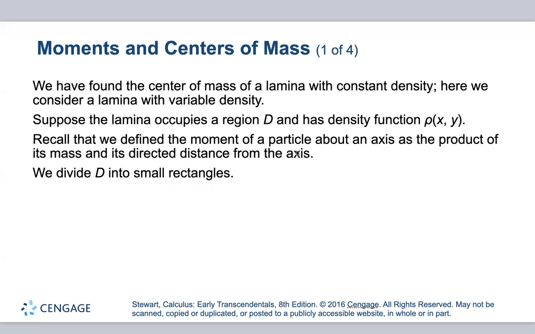Okay. So suppose we're again going to say we have our region D and this lamina has density rho given by rho of x and y. And if you remember from calculus 2, the moment of a particle about an axis is its mass times the directed distance from the axis. So that's just when you have one particle. But now we have a lamina. So how do we find the moment of the lamina about an axis?